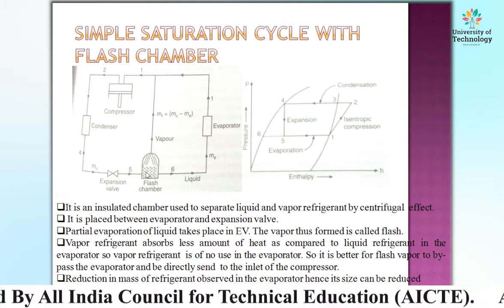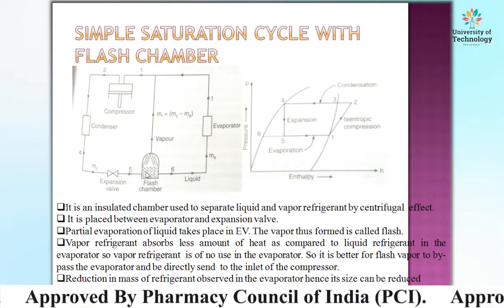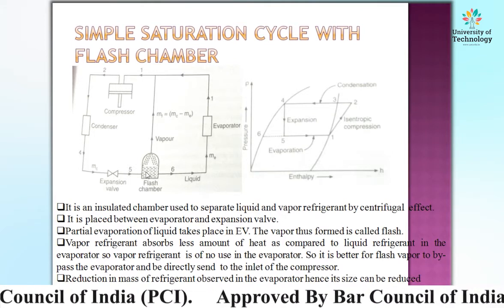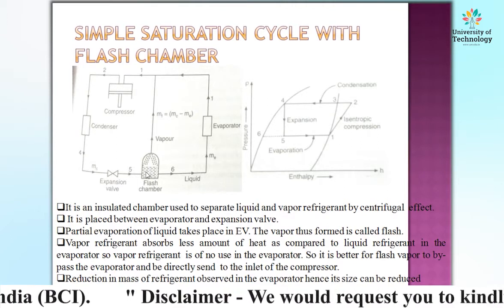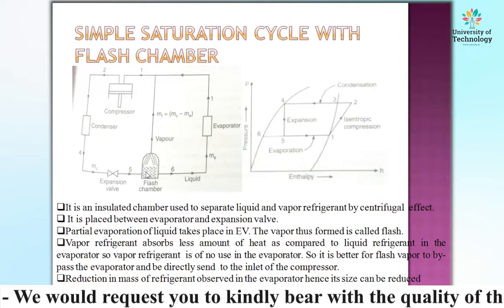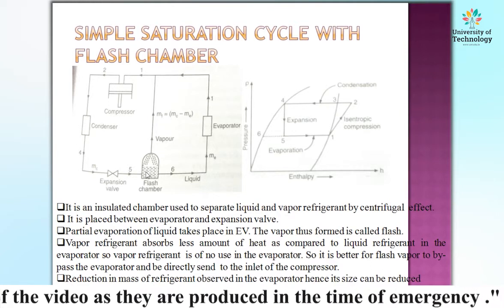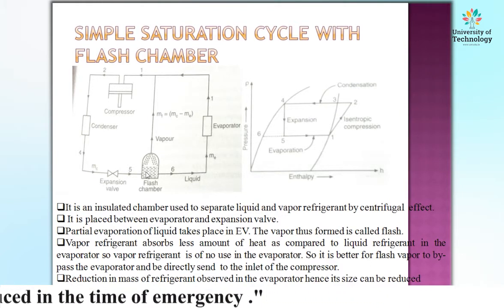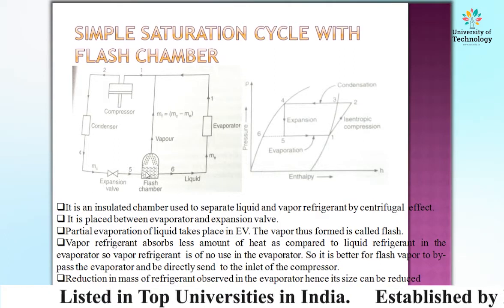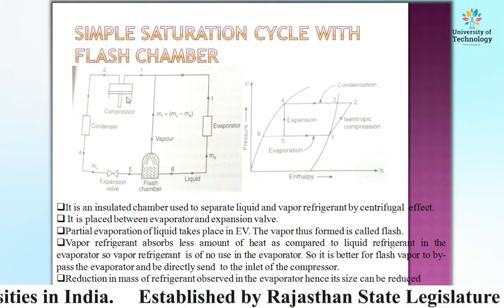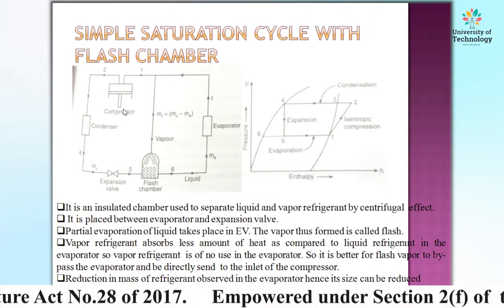In the evaporator, the vapor is of no use. Why so? Because vapor refrigerant absorbs less amount of heat from the surroundings as compared to the liquid refrigerant. So at the inlet of the evaporator, always try to supply the refrigerant in the form of liquid. So we need a flash chamber for separation of vapor and liquid, and the liquid is directly supplied to the evaporator and the vapor is directly supplied to the compressor. So this is a simple arrangement.